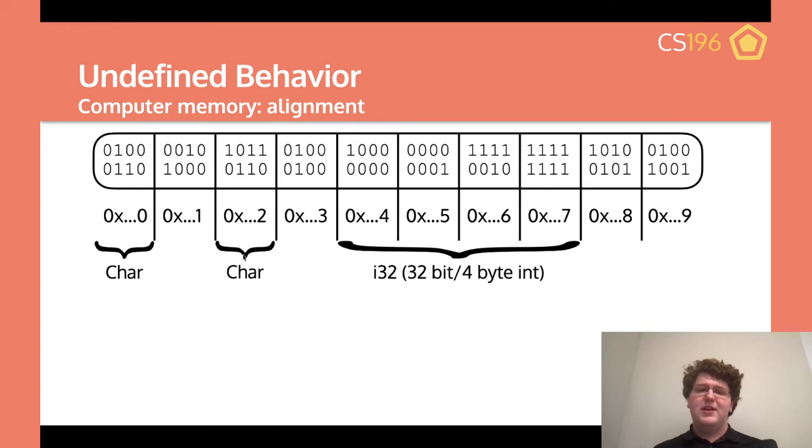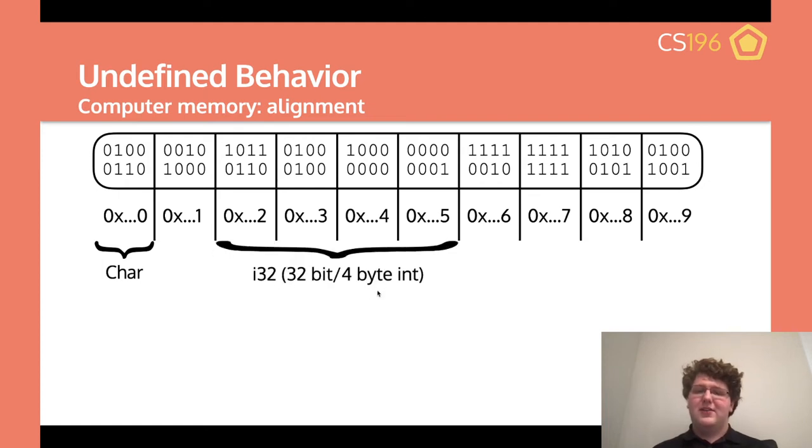So for example, a character is 1 byte large, so it can go in any byte. But an integer, an i32 for example, is 4 bytes large, so it can only go into memory addresses that are divisible by 4. 0 divided by 4, 0, good. 4 divided by 4, 1, good. 1 divided by 4, not 1, 0. It does not divide by 4, and as a result, you cannot put an integer there.